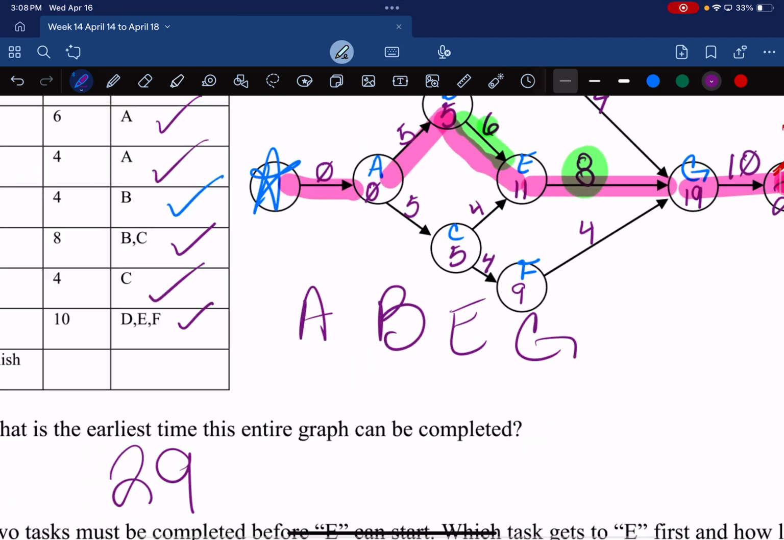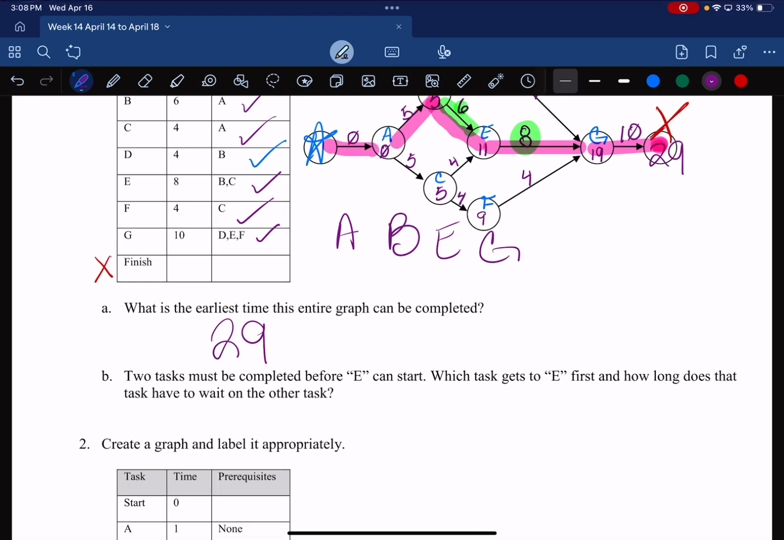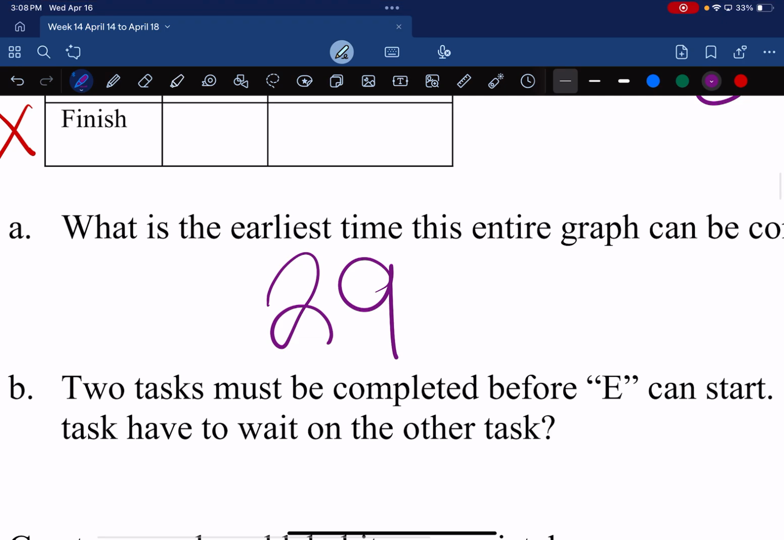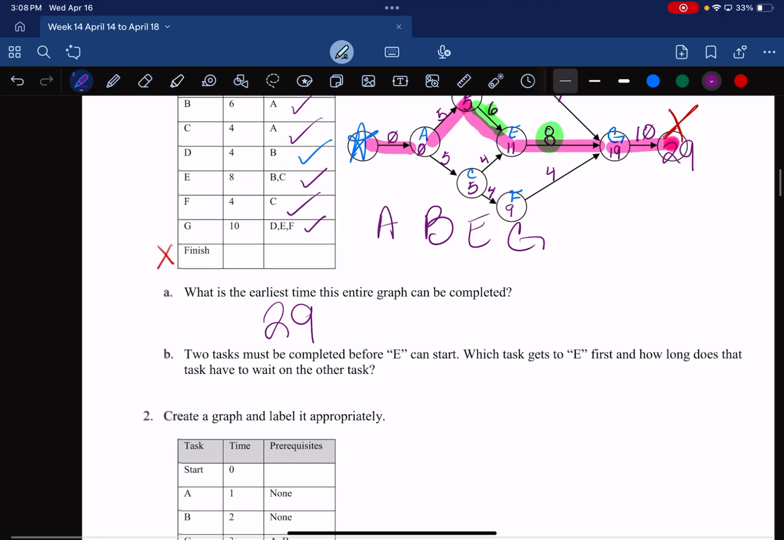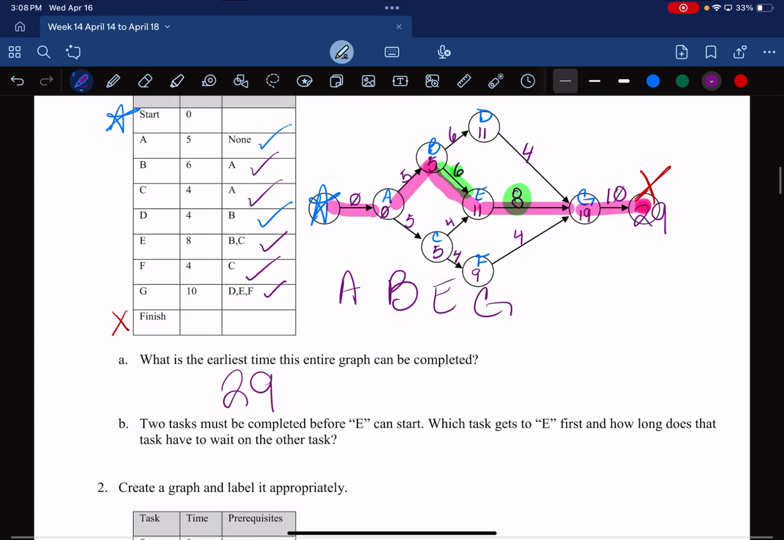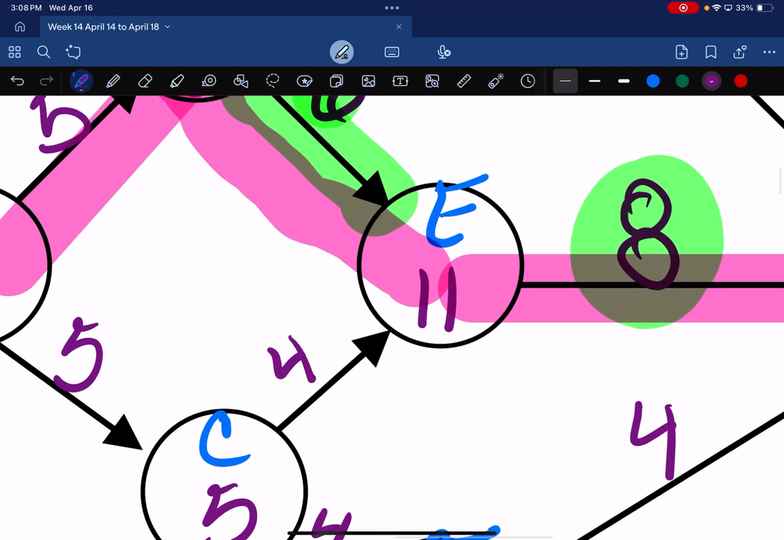Now, if you look and we go up to this next question right here for B, it asks us how long did we have to wait. It says 2 tasks must be completed before E can start, right? How long do we have to wait? Well, because we did it this way, we already know that E only had to wait 11 minutes.